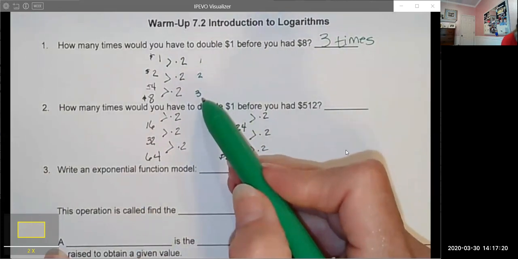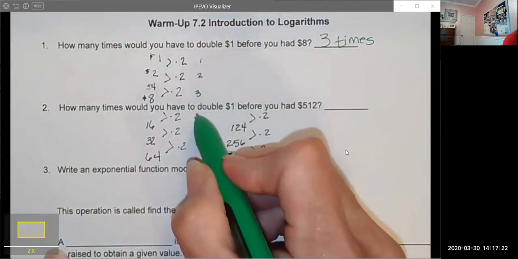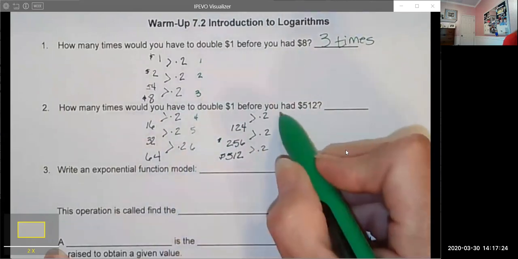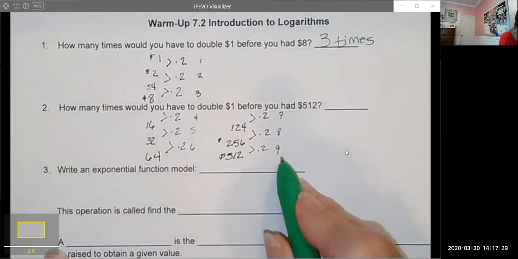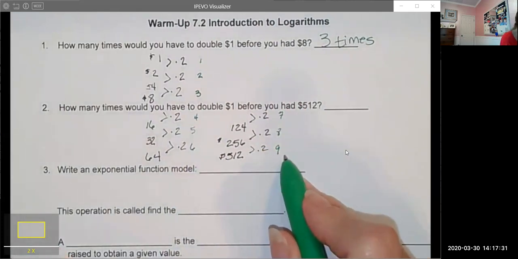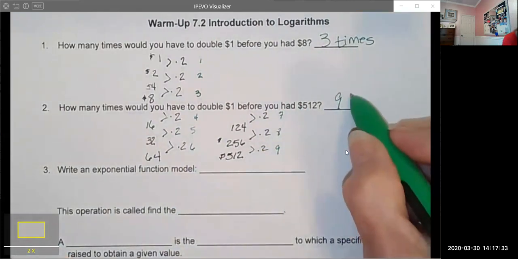We had to double it 3 times to get to $8. 4, 5, 6, 7, 8, 9. So this shows us that if we double our money 9 times, we'll end up with $512.